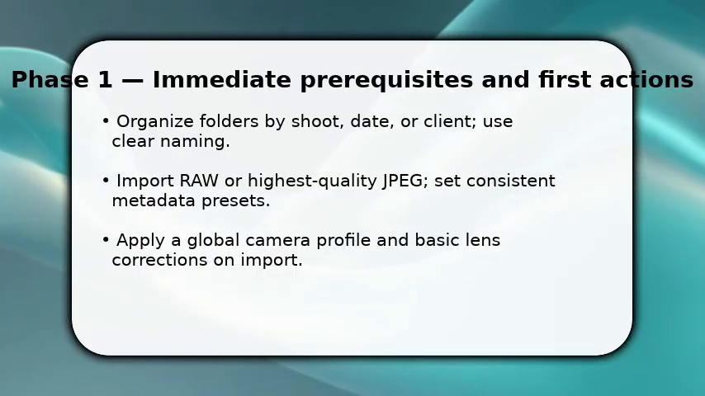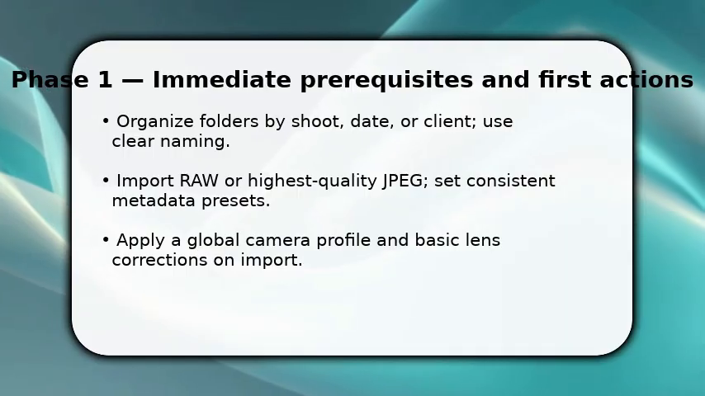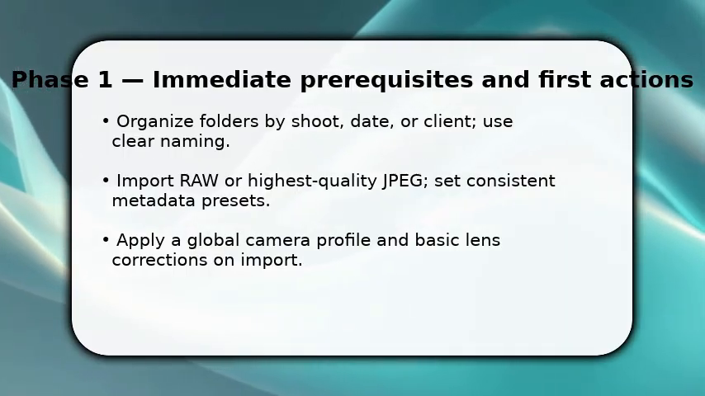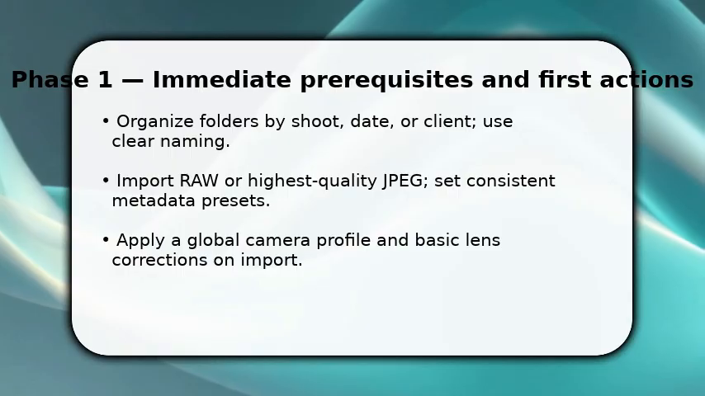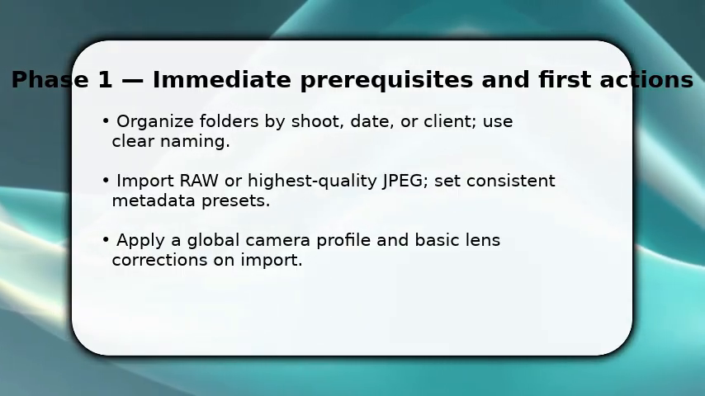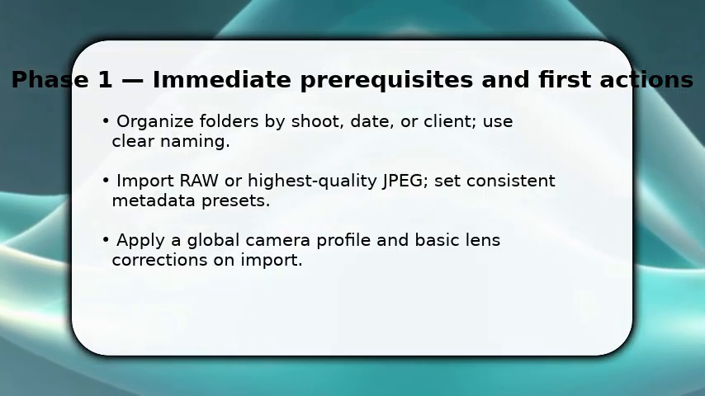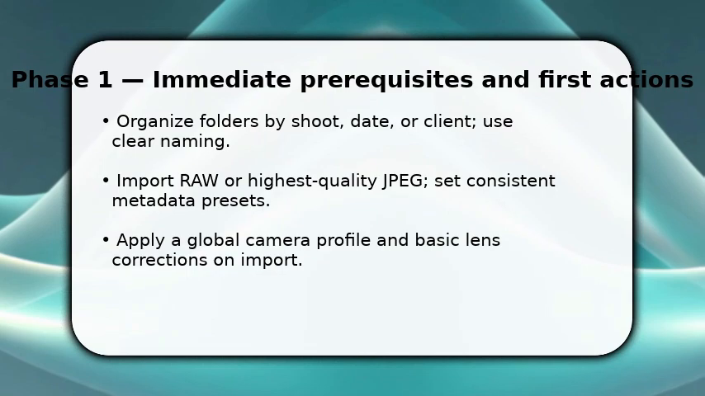Apply a camera profile and lens corrections on import to fix distortion and color baseline. This saves time downstream. Once done, add metadata and consistent keywords for search. Make sure to enable a catalog or session workflow. It prevents duplicates and makes batch operations straightforward, which speeds up every following step.